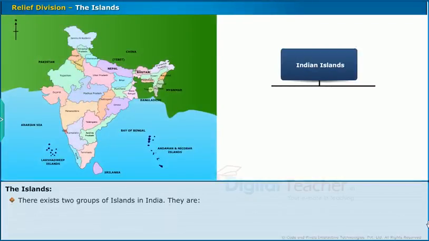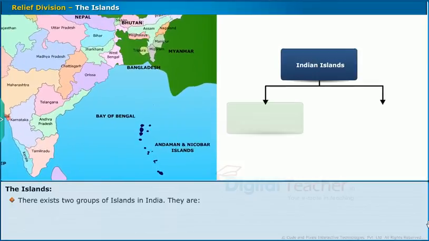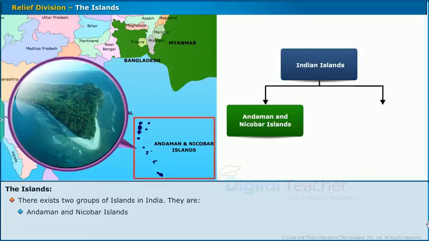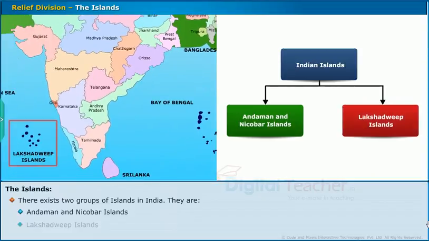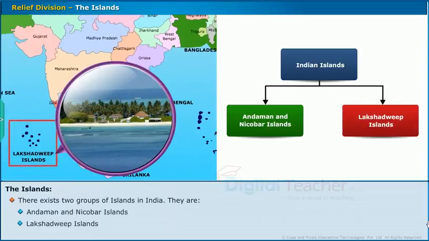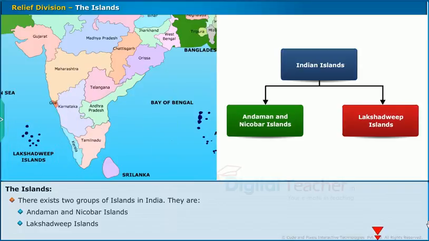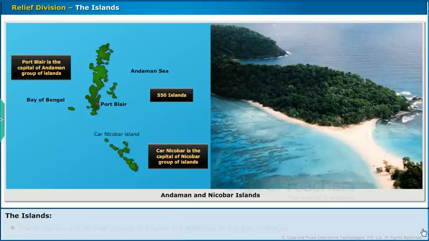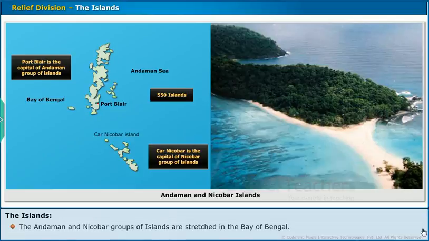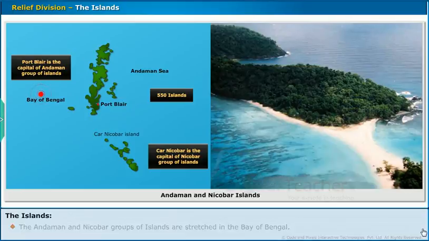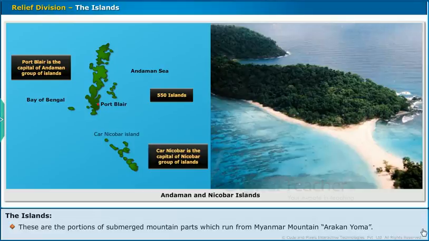There exist two groups of islands in India. They are the Andaman and Nicobar Islands and the Lakshadweep Islands. The Andaman and Nicobar group of islands is stretched in the Bay of Bengal. These are portions of submerged mountain paths which run from the Myanmar mountain range, Arakan Yoma.